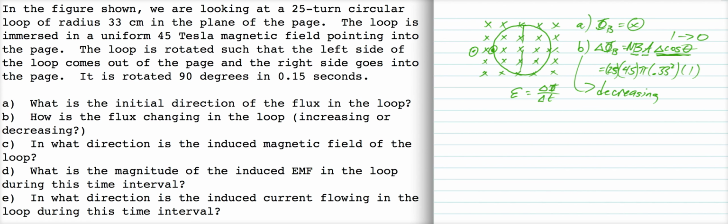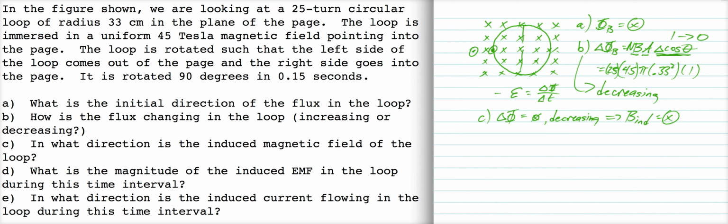Alright, so anyway, and the direction of the induced magnetic field in the loop for part C, we're going to come back to this, don't worry. The direction of the induced magnetic field in the loop, well, if delta phi is into the page and decreasing, then the induced magnetic field is going to act to oppose that change. It's going to try to replace all the x's that are being lost.